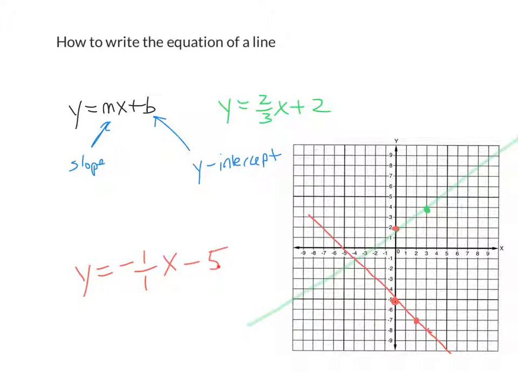Now, this is perfectly valid. However, you might want to just simplify it as -x minus 5. All right, so that is the second line. Okay, hopefully that makes sense. That was us working backwards, right? We took note of the y-intercept, we took note of the slope, and we just plugged it into this format right here.